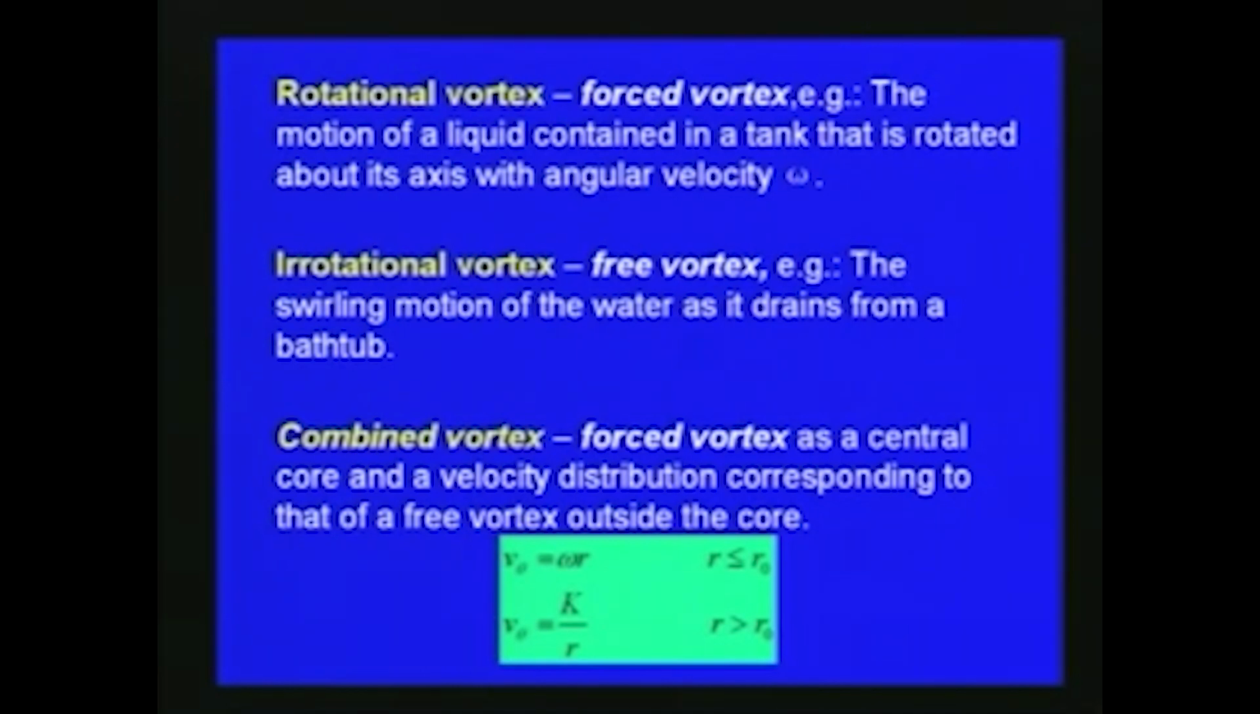A forced vortex with a central core and a velocity distribution outside the core corresponding to that of a free vortex can be described as a combined vortex. Out of these, in potential flow we will mainly be dealing with the irrotational vortex, which is one of the basic potential flows.